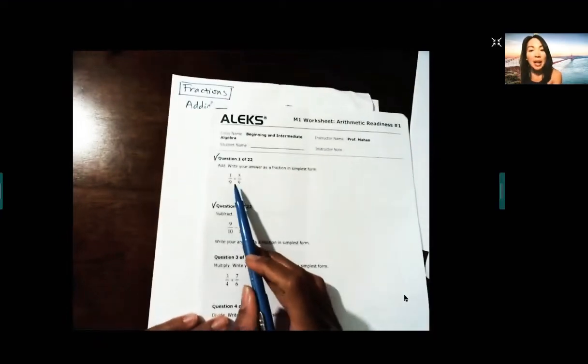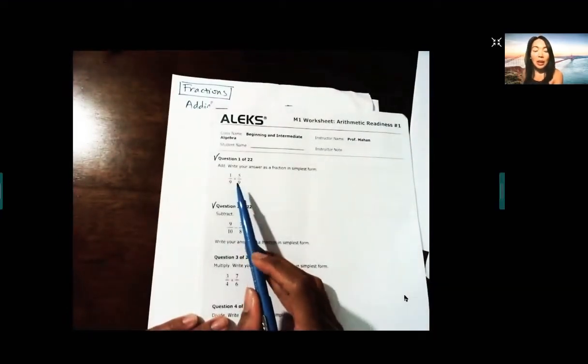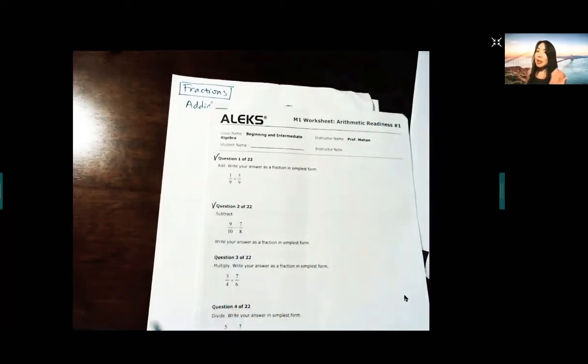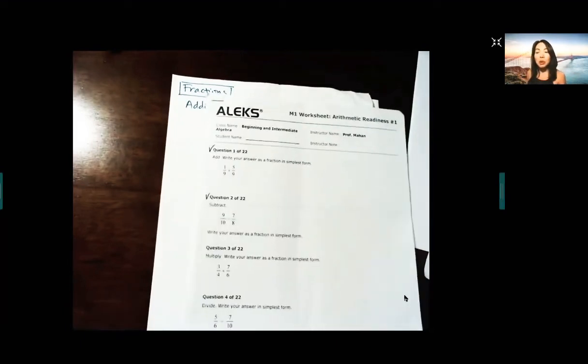So here I see that this is addition. And I see that this is subtraction. So right away I'm thinking, okay, I'm adding and subtracting fractions. What rules do I need to know?